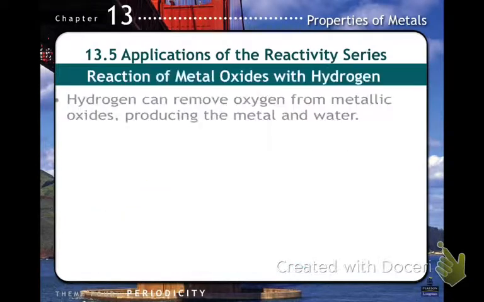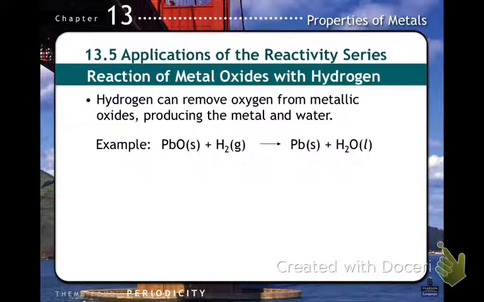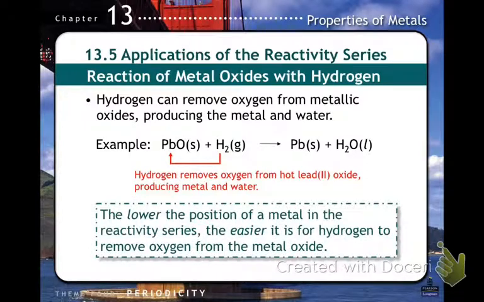Now let's talk about reaction of metal oxides with hydrogen. Hydrogen too can remove oxygen from metallic oxides, but it will produce metal and water. Now how does it go? For example, lead oxide plus hydrogen, hydrogen can steal the oxygen away from lead to form water and lead metal. So the lower the position of a metal in the reactivity series, the easier it is for hydrogen to remove oxygen from the metal oxide.